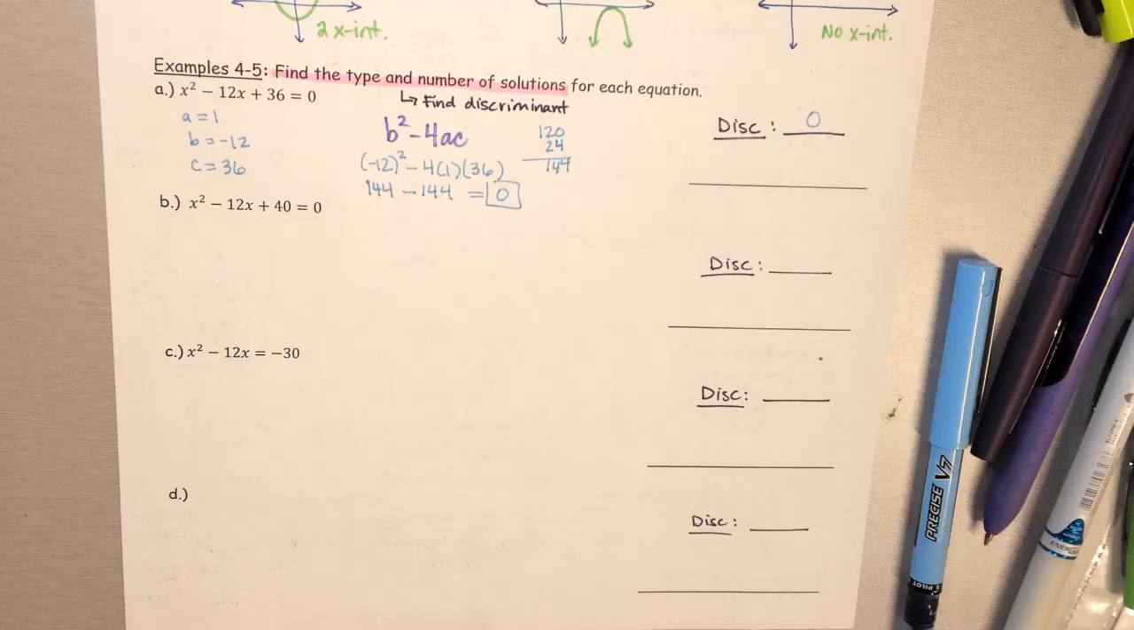Okay, if you want to take a look at it and go on and find the discriminant for the next one, you can do that. I want you to find your discriminant for the next two. Just pay special attention to part C. Don't let it get you.